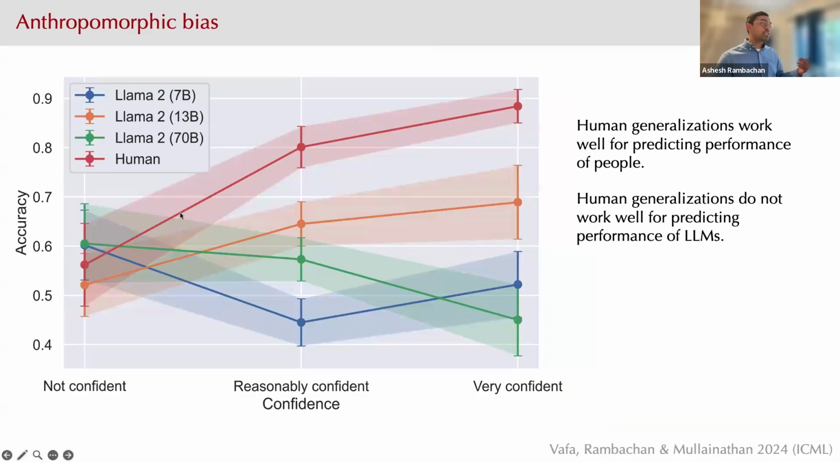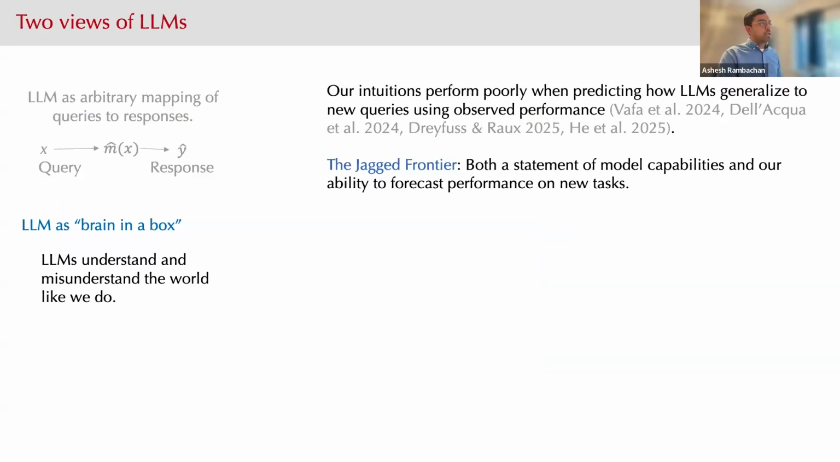It turns out subjects are very good at generalizing the performance of other people, but they're actually quite bad at generalizing the performance of large language models, and scale did not appear to fix this problem. Language models with more parameters and larger training sets did not appear to be easier to generalize. So we interpret this as evidence of a type of anthropomorphic bias in how people use large language models.